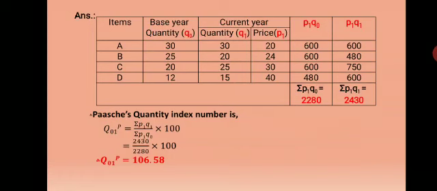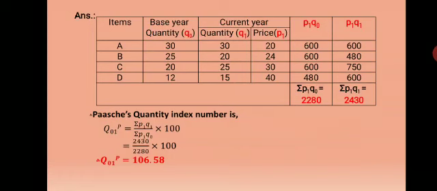Similarly, we have to find P1 into Q1. That is 20 into 30 is 600. Then 24 into 20 is 480. Then 30 into 25 is 750. And the last is 40 into 15, we get 600. Then after addition of all P1 Q1 values, we get summation P1 Q1 as 2430.